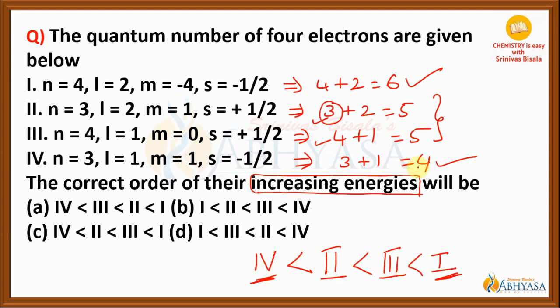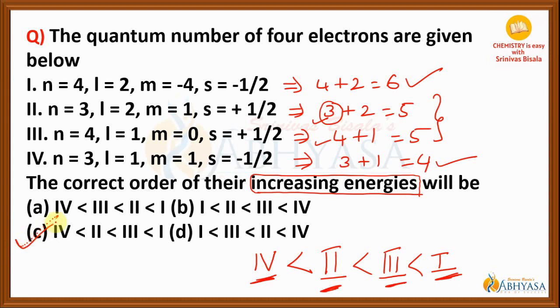सबसे कम एनर्जी फोर्थ इलेक्ट्रॉन का रहेगा because its n plus L value is the smallest. As the second electron has a smaller n value, it has less energy. And then comes Roman number 3. The last one is Roman number 1. And that is there in our option C.